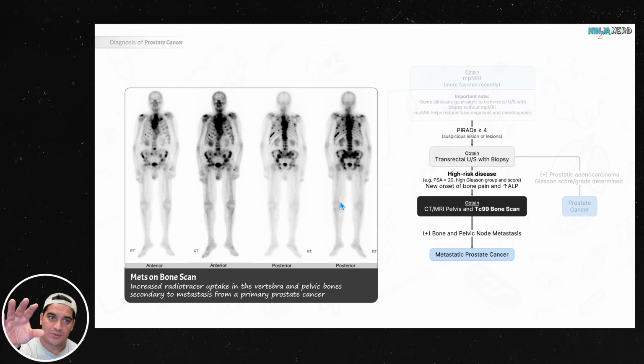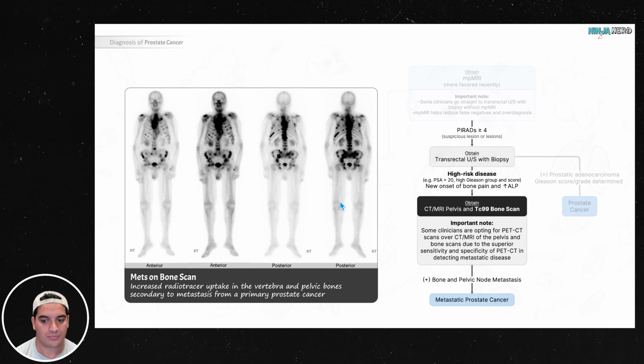So transrectal ultrasound and biopsy will diagnose it, give me the score, the grade, and determine the prognosis for the most part. If that score grade is high, their PSA is super high, or they got symptoms of metastasis, get the scans to look for the metastasis. If it's present, you now have metastatic prostate cancer.